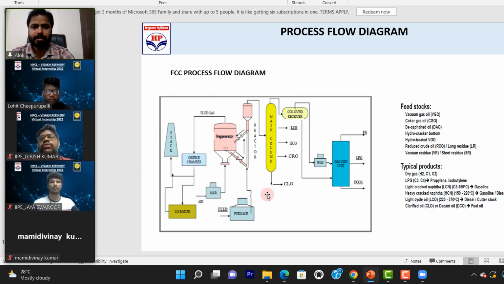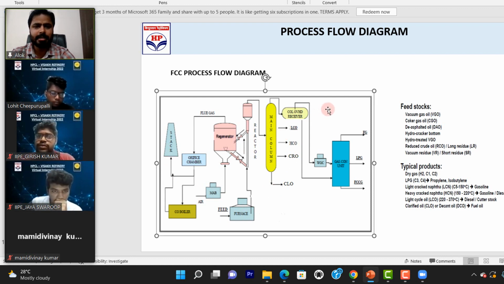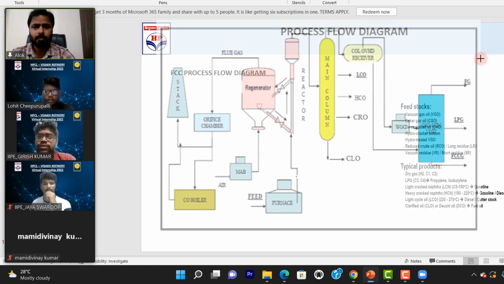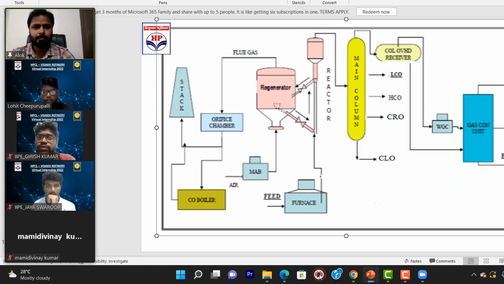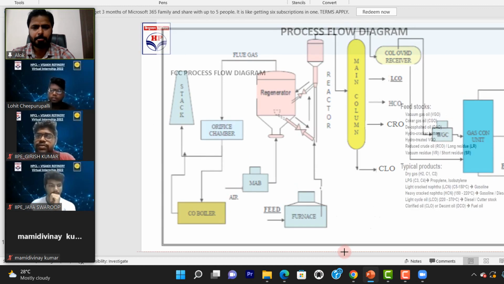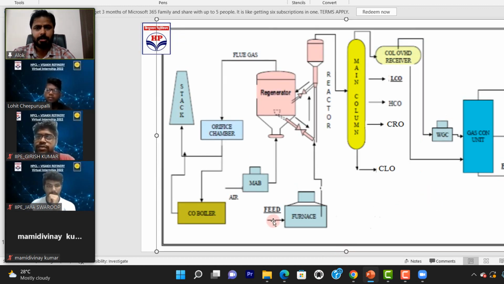So this is the small process flow diagram. I have mentioned it here. Can you guys see it? Is it visible? Yes. Yes. Now is it visible? Yes, sir. Okay.